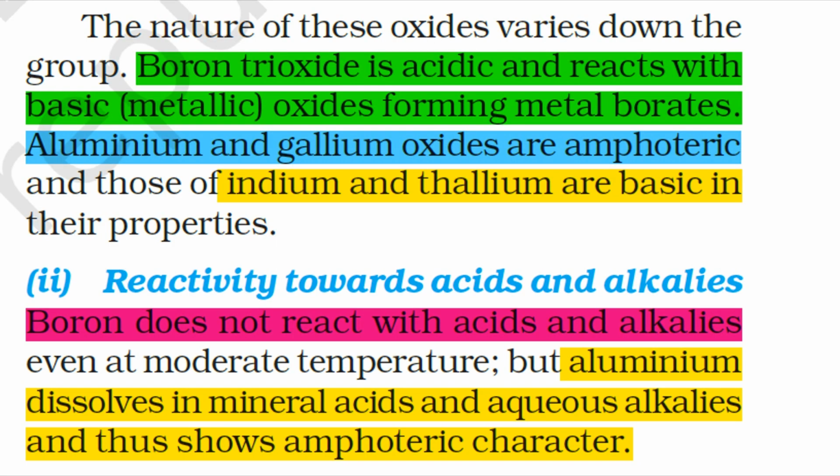In the next paragraph, it is important: the nature of oxides varies down the group. Acidic character decreases and basic character increases. So B2O3, or boron trioxide, is more acidic and reacts with basic metallic oxides to form metal borates. Aluminium and gallium oxides are amphoteric, and indium and thallium oxides are basic. Remember this nature of oxides: acidic character decreases and basic character increases.